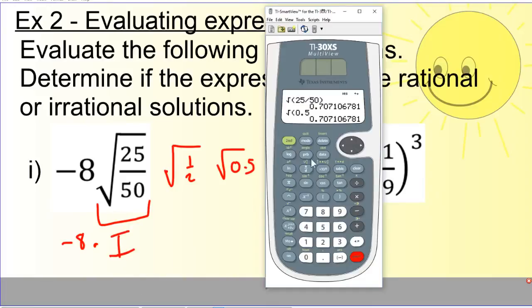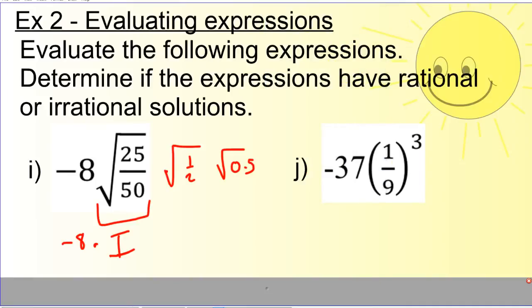Now, no matter which method you chose, when you take that and times it by -8, I believe you're still going to get an irrational number. It's just going to be -8 times bigger. And there we go, it's our irrational number. Look, no repeating decimals, it doesn't stop. This goes on forever. So this is irrational. Okay?